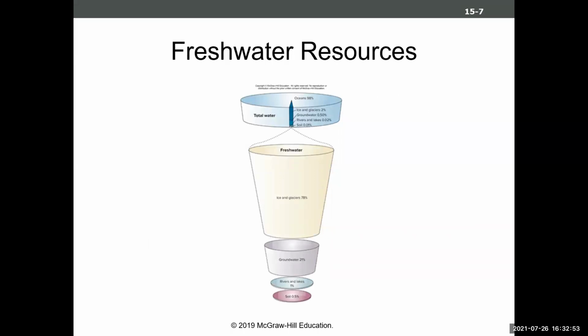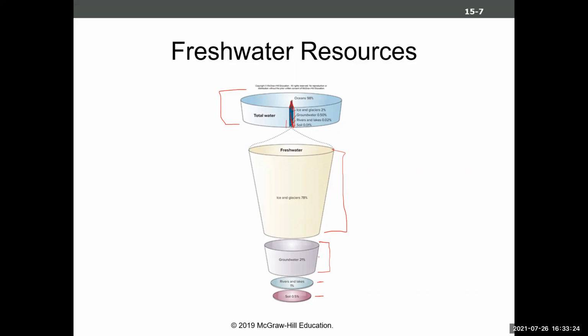Now, here's a figure showing freshwater resources. So here's your total water, and then 98% of that is oceans. And so we have just this little slice here that's fresh water. We pull that slice out. Of that fresh water, 78% of it is locked up in glaciers and ice. 21% is groundwater, 1% is in rivers and lakes, and half a percent is in soils.